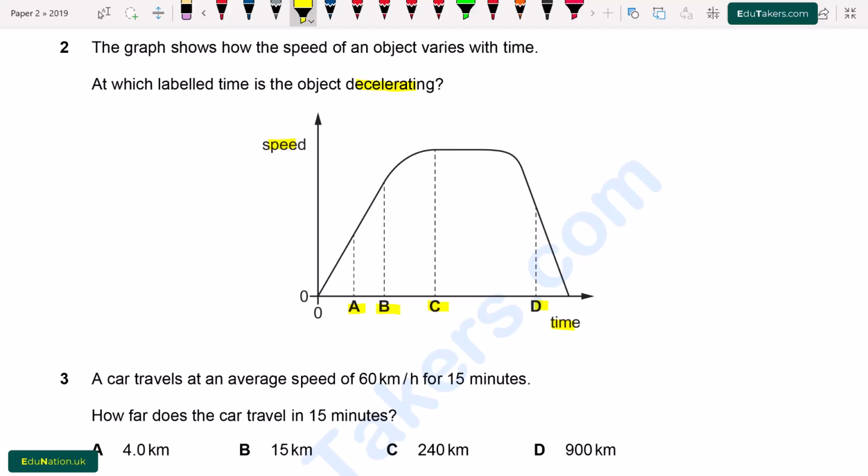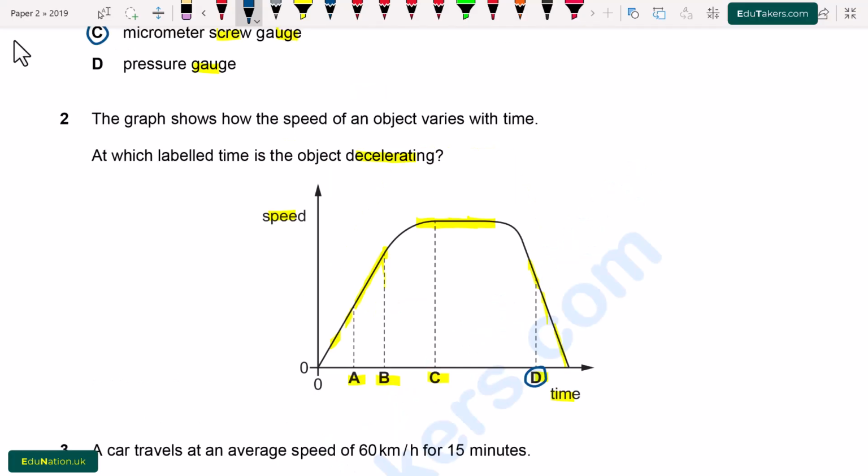From A to C, there is a straight line up till this point B. It means that from point A to B, the speed of the object is increasing, while at this instant, the speed is constant. After that, again the speed is decreasing. It means that option D is correct. The D point shows that object is slowing down, so D is correct.